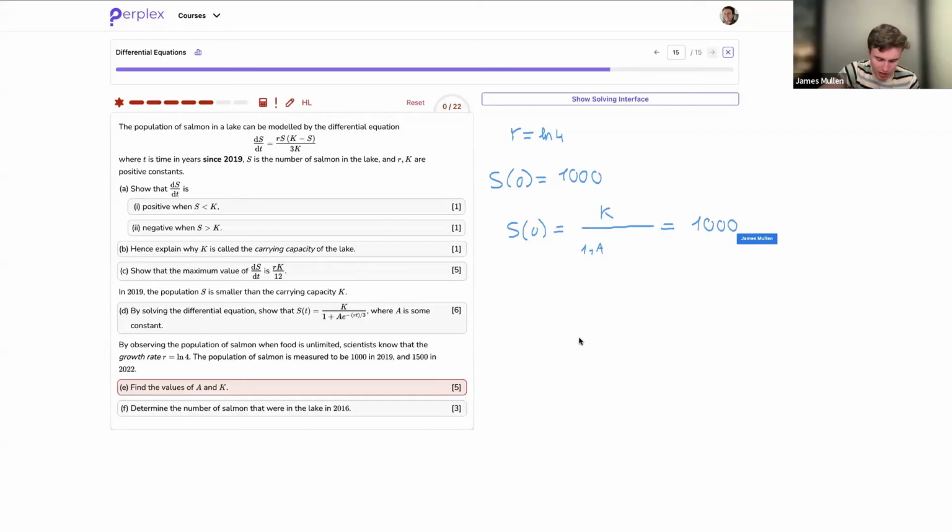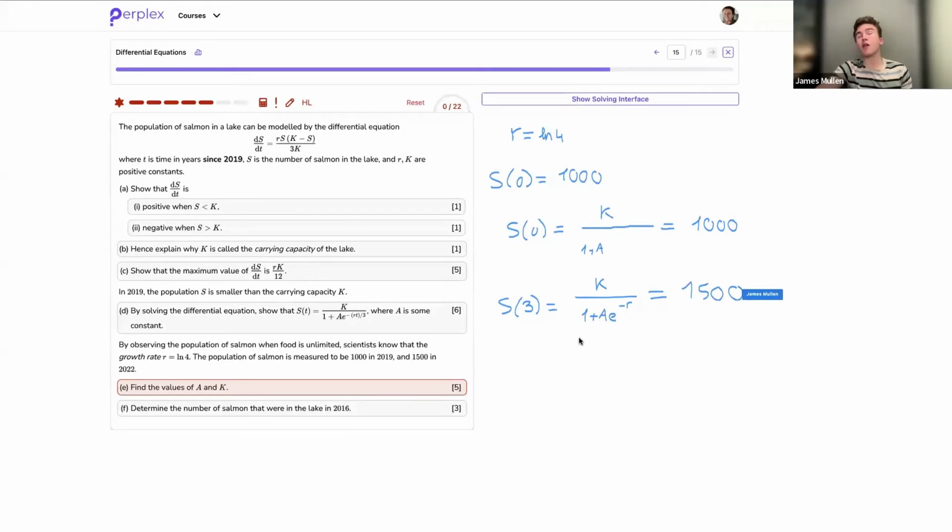And I'm also told that the population in 2022, which is 3 years later, is going to be 1,500, and that's going to be k over 1 plus a e to the negative r, because t over 3 is just going to be 1 there, and that's supposed to be equal to 1,500.